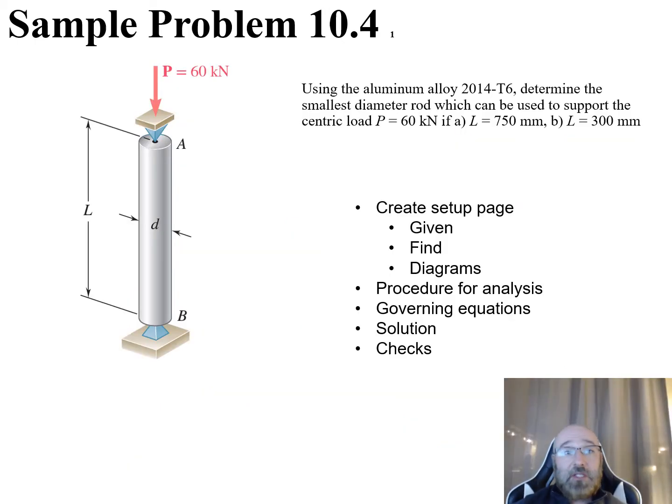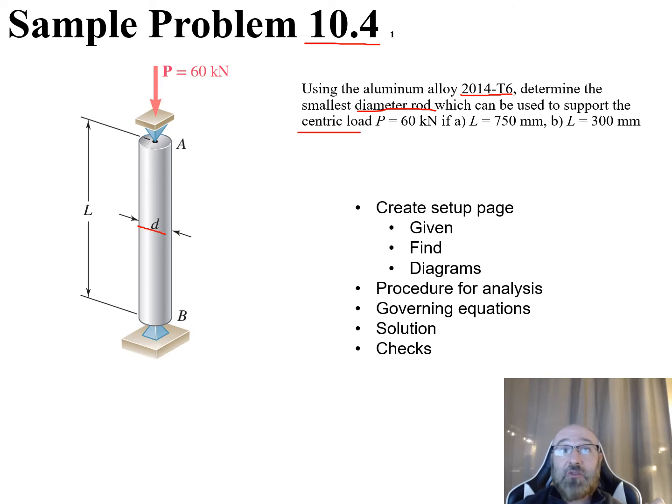So now what I would like to do is apply some of that theory and governing equations to an example problem. So let's take a look at our sample problem 10.4. Within this problem here, they tell us that we have an aluminum alloy, so now we're going to use that 2014 T6. And with that, they want us to determine the smallest diameter rod, so we can see this is our diameter of our rod, D, right here, which can be used to support a centric load.